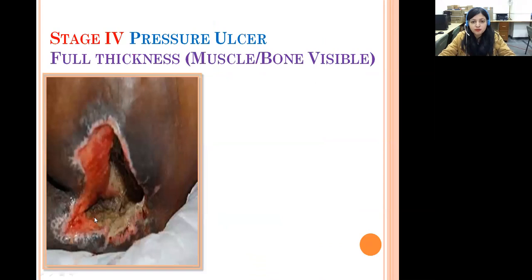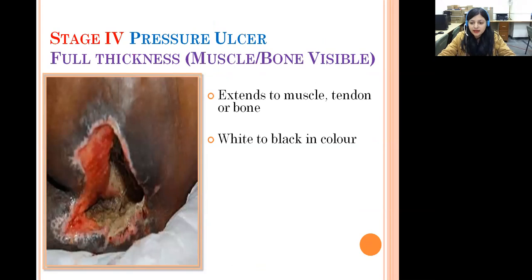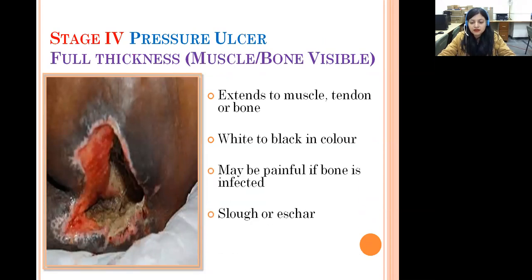So stage 4 pressure ulcer, full thickness, bone, muscle visible. This pressure ulcer extends to the muscle, tendon or the bone. It is white to black in color. It may be painful if the bone is infected. Slough or eschar may be present, and foul smelling drainage is possible.